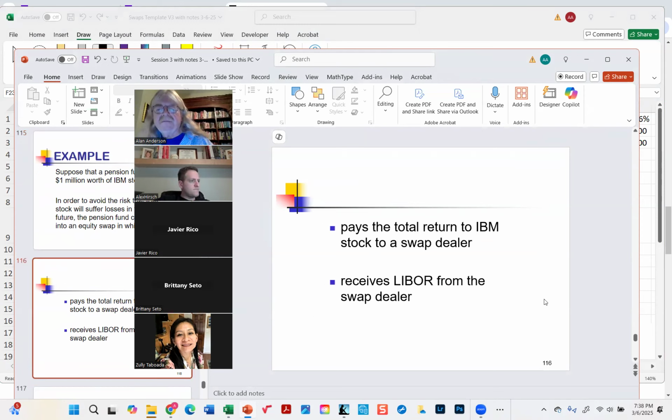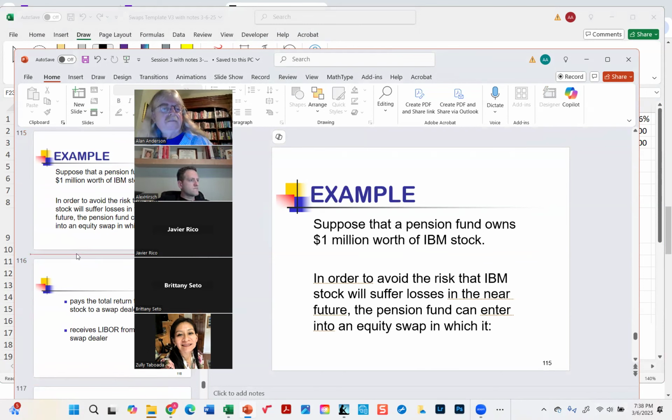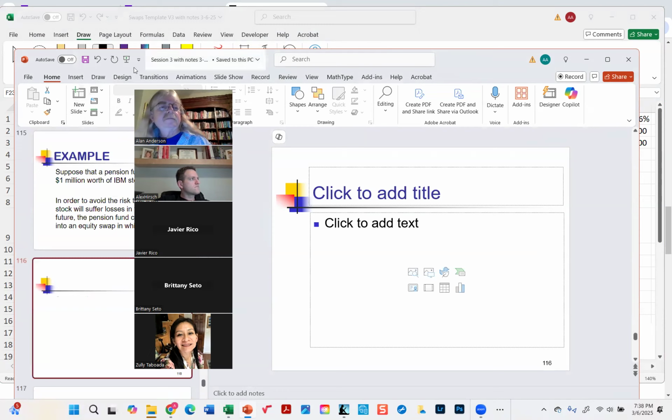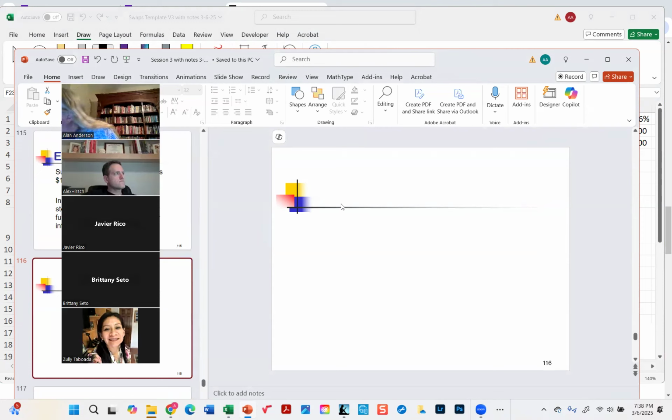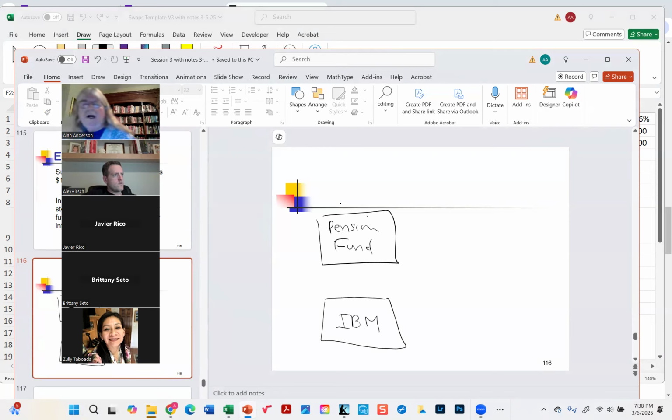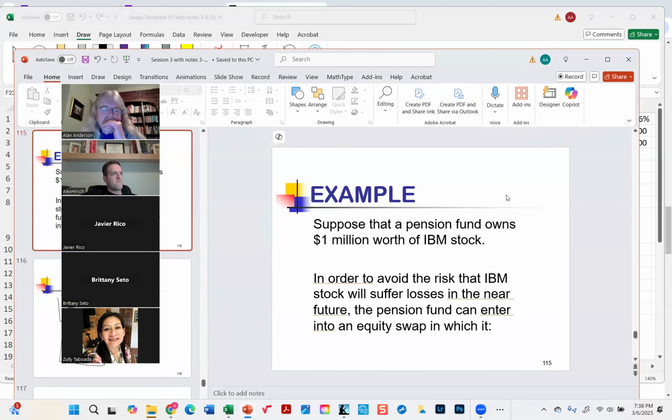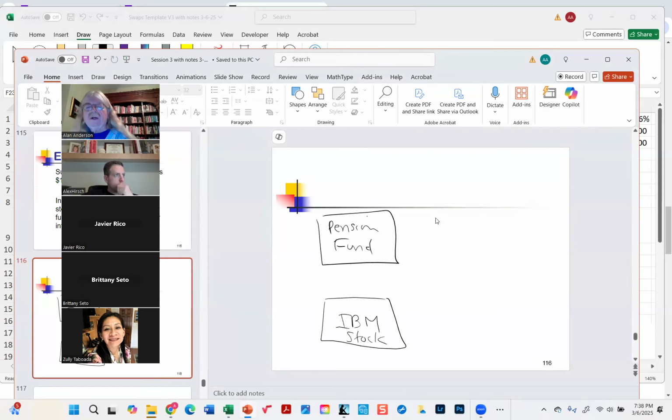Let's draw a picture of this. These are the kind of people who really have to be careful with their investors' money here. Here's the pension fund. IBM stock pays them. Well, I guess in our diagram we could show capital gains plus dividends, let's say.